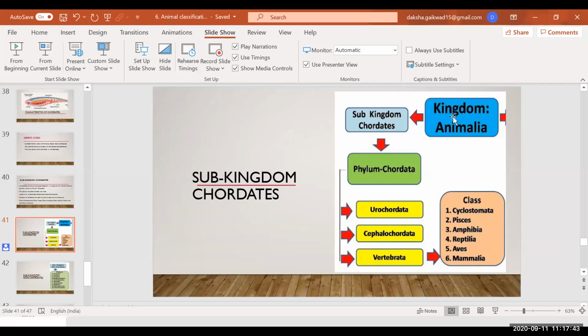The kingdom Animalia is classified into the subkingdom chordates. Chordates are then classified as the phylum Chordata. Chordata is again divided into three: Urochordata, Cephalochordata, and Vertebrata. And Vertebrata has again 6 classes: Cyclostomata, Pisces, Amphibia, Reptilia, Aves, and Mammalia. So this is a flow chart showing how the subkingdom chordates are further divided into phylum, subphyla, and classes.